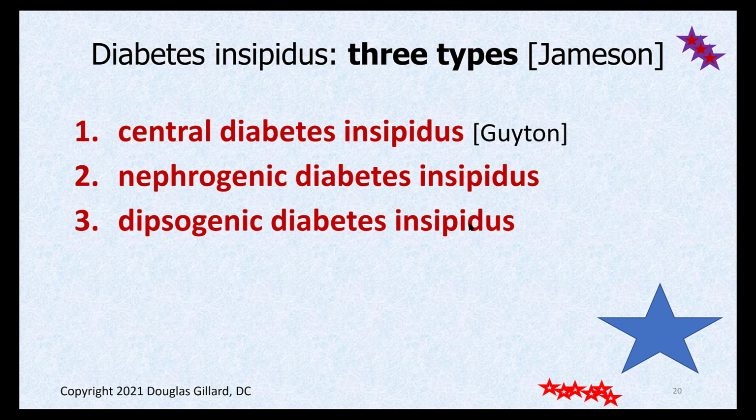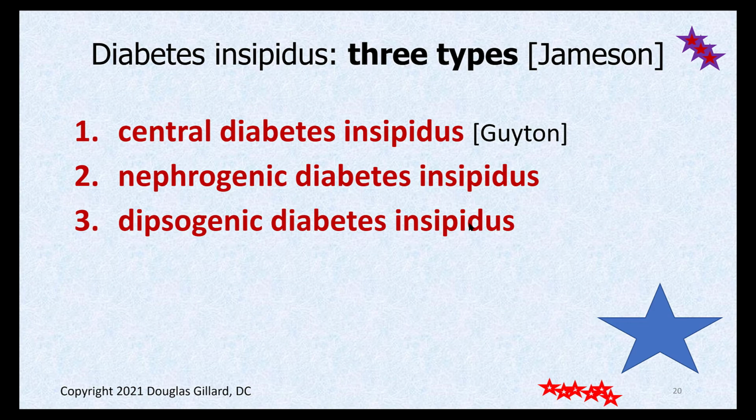But let's get into the different types of diabetes insipidus. There are 3 types. There's central diabetes insipidus, nephrogenic diabetes insipidus, and I almost didn't put this one in because it's so rare, but there's one called dipsogenic diabetes insipidus. That's the one where something's wrong with you.